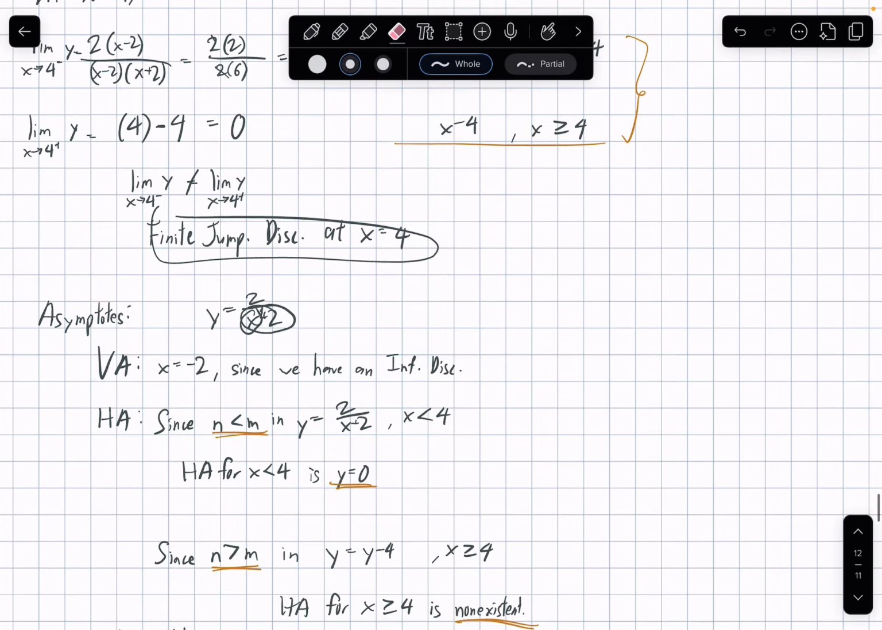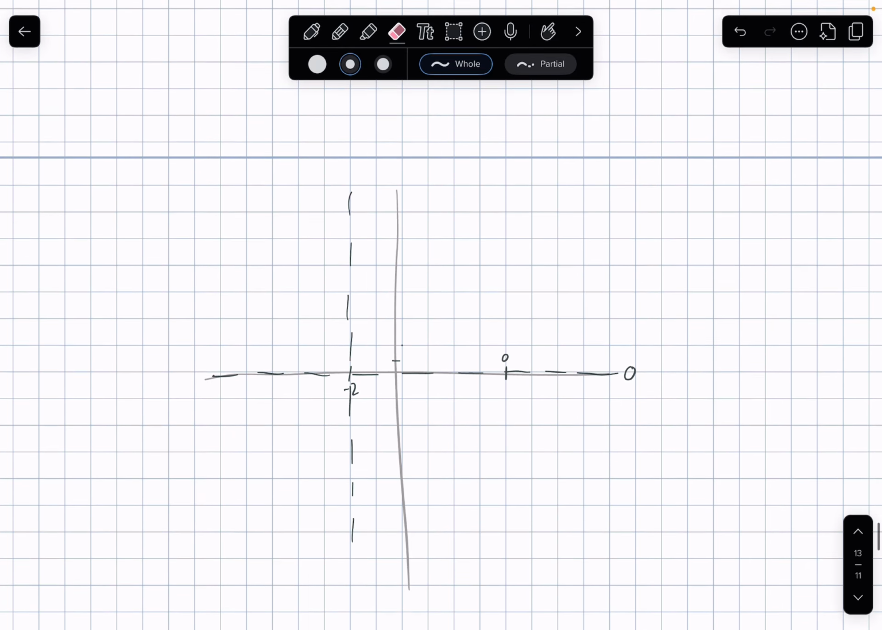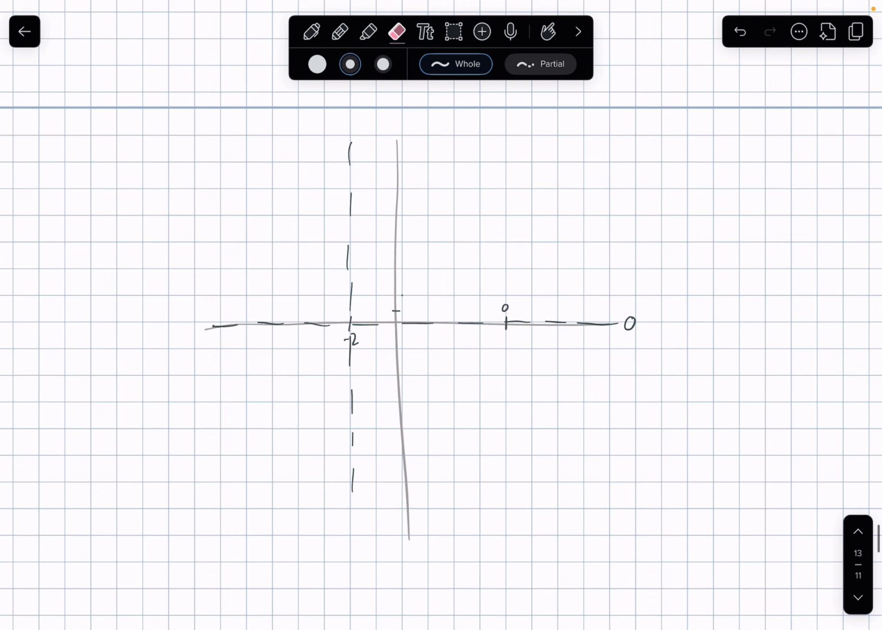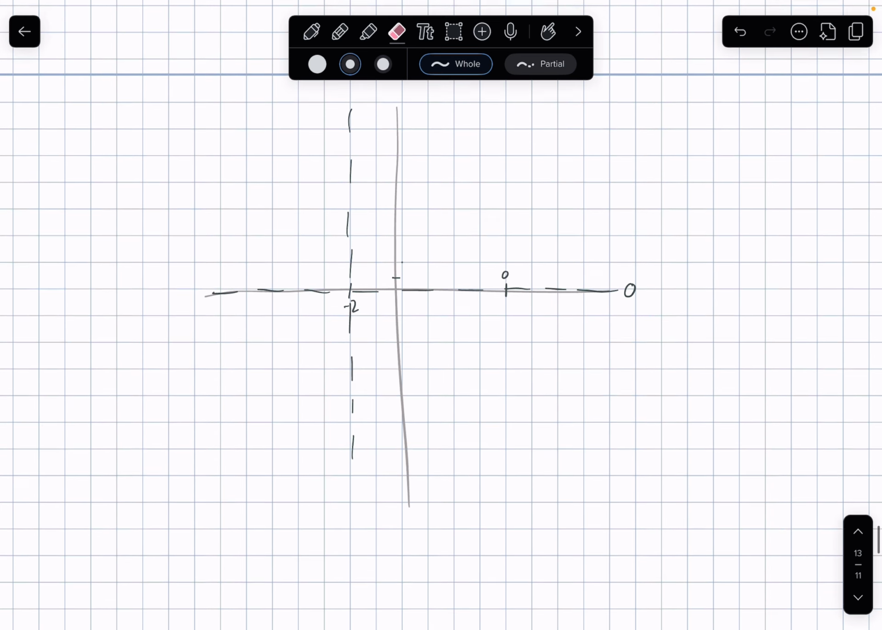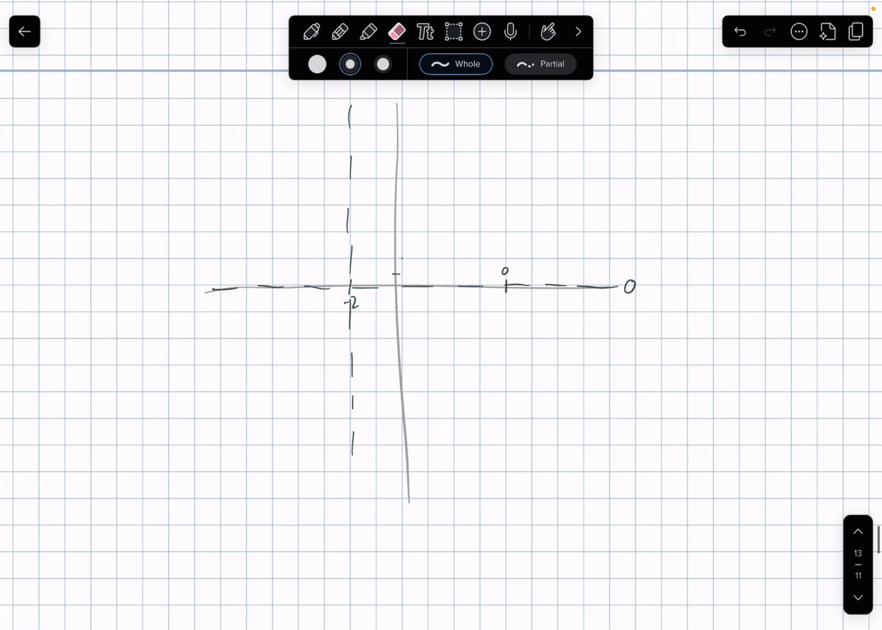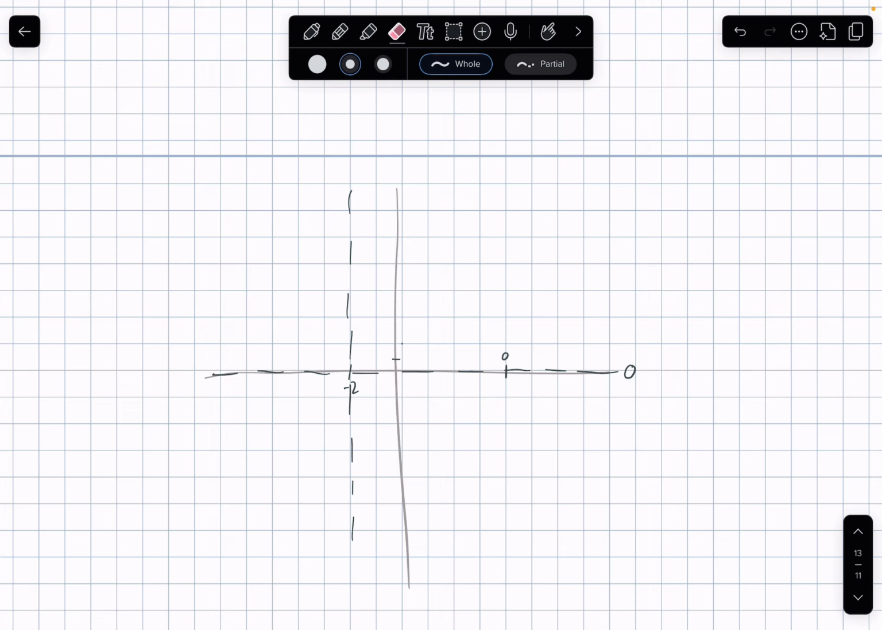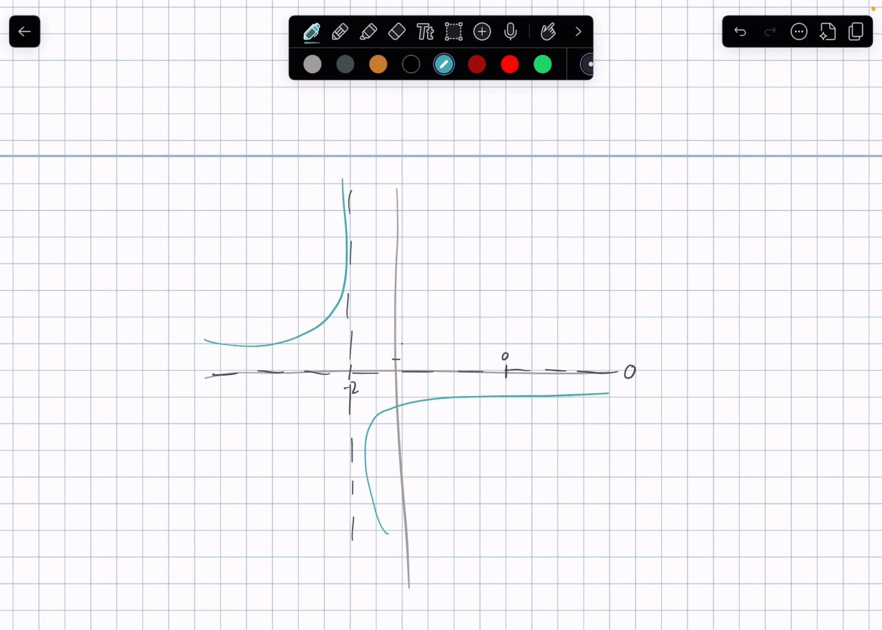Infinite jump discontinuity at x is equal to 4. Okay. So it appears that the graph is definitely not going to look like this. Maybe the other way around, since we have points here. It has to look like this.